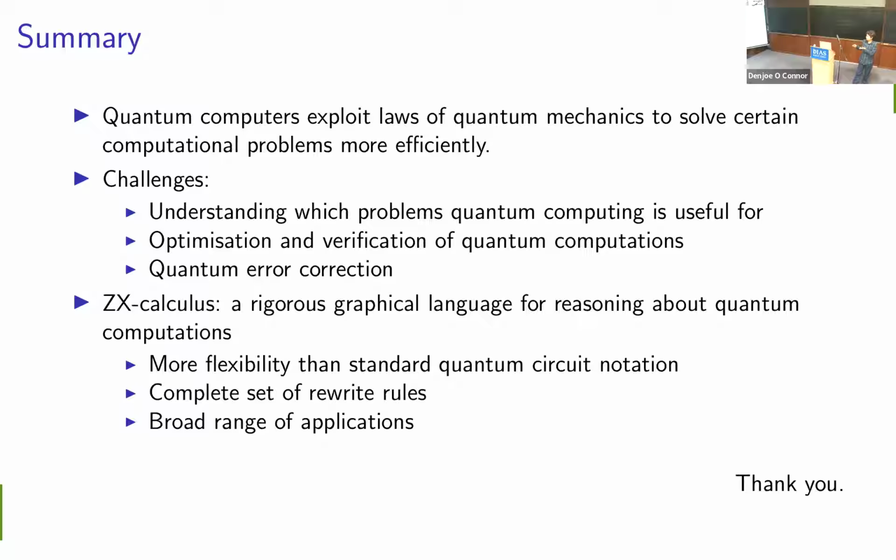I think the basic definitions of the Z and X spiders generalize fairly easily. The Hadamard, the transformation that goes between them, does become a bit more complicated when you go to higher dimensional systems. And then the rewrite rules you do have to adapt as well. So I guess the spider fusion stays, but some of the other rules have to change, and they get more complicated in general.